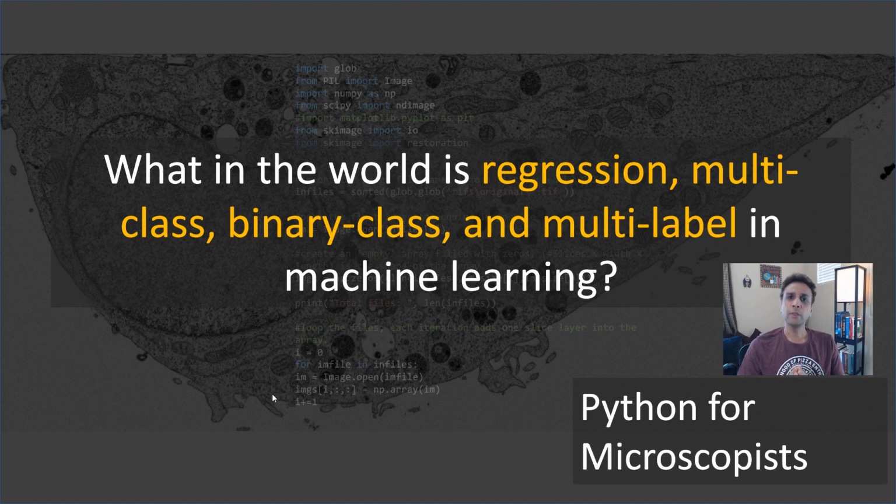When you get into machine learning, you probably hear a lot of terms like supervised, unsupervised, regression, classification. So a few of these terms are thrown out there, and you probably know what these are. If so, please skip this tutorial. The goal of this tutorial is to provide a quick introduction to what regression is, what multi-class and binary class and multi-label challenges are in machine learning.